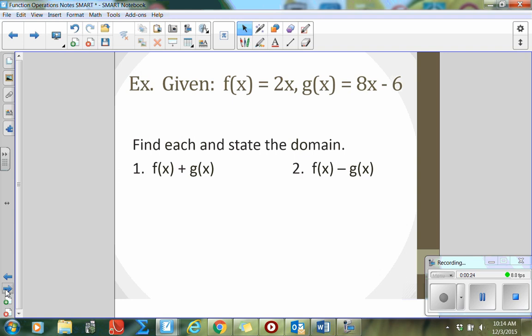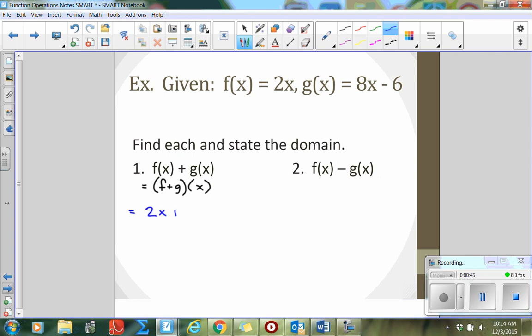We're asked first, in number one, to add the functions, f of x plus g of x. This notation also means to add the functions, f plus g of x. So if you see that notation, it's the same. And that literally means we take the f of x function, 2x, and we add it to the g of x function, 8x minus 6.